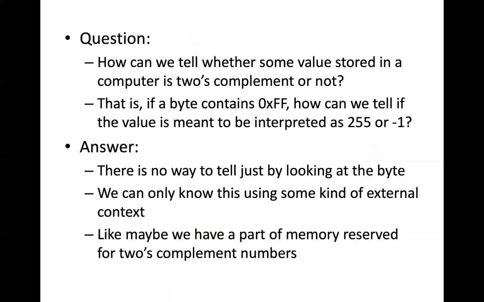Okay, so let's return to this question. How can we tell whether some number stored in a computer is stored as 2's complement or not? Another way to say that is, if a byte contains all ones, or FF, how can we tell if that byte is meant to be interpreted as 255 or -1? And the answer is there's no way to tell. We have to have some external context. I've said this a couple times before, and I just want to repeat it because it's super, super important. We just need to know externally whether that particular byte, FF, represents 255 or -1. You can't tell by looking at the actual value.